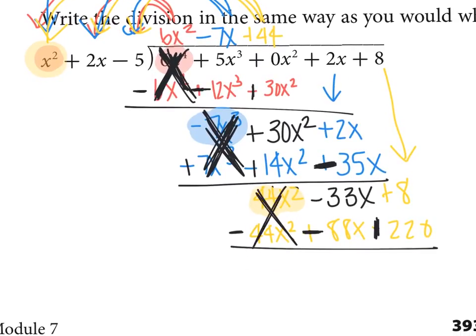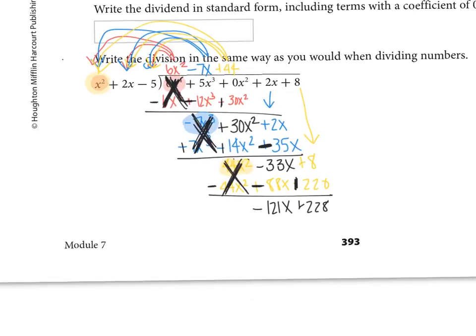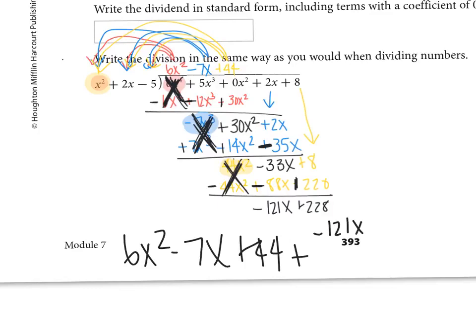And my 44x squareds cancel, as they should. What is negative 33x minus 88x? Negative 121x. And then positive 8 plus 220, 228. So my answer would be 6x squared minus 7x plus 44 plus (negative 121x plus 228) over (x squared plus 2x minus 5). All right.